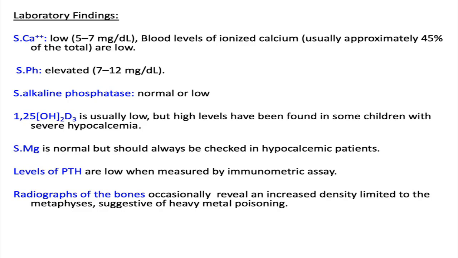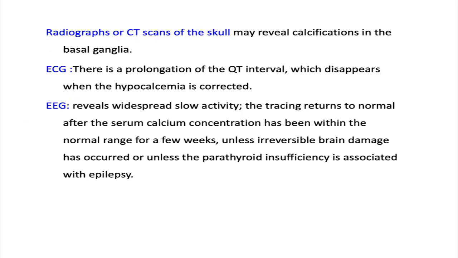Radiograph of the bone occasionally reveals an increased density limited to the metaphysis, suggestive of heavy metal poisoning. It is limited to the metaphysis, not to the epiphysis as in the case of rickets. Skull X-ray or CT scan may reveal calcification in the basal ganglia. ECG shows prolongation of the QT interval due to the hypocalcemia, which disappears when hypocalcemia is corrected.